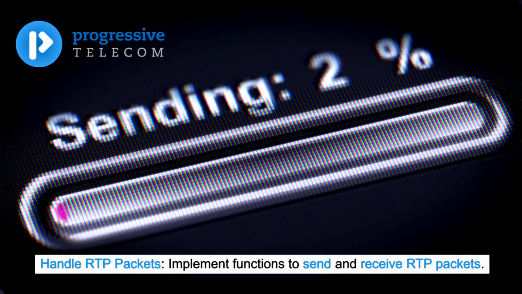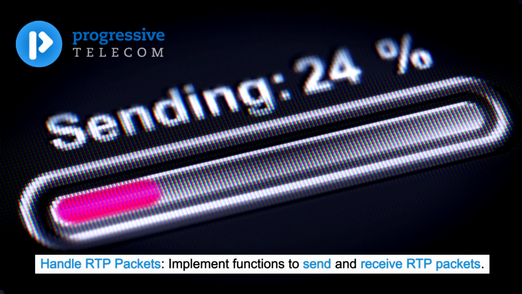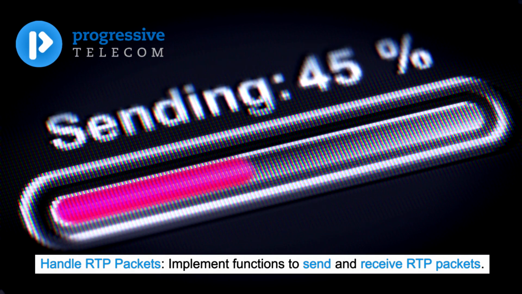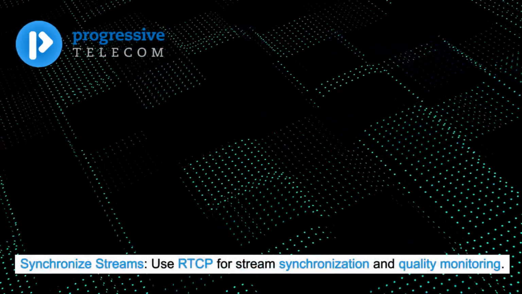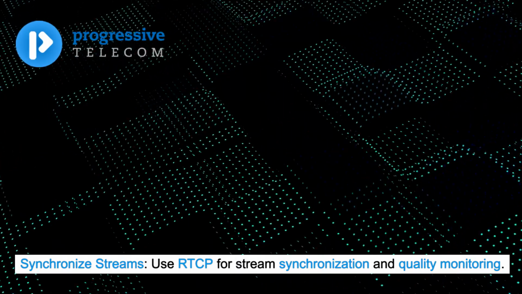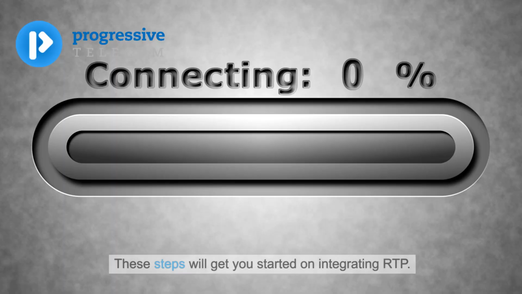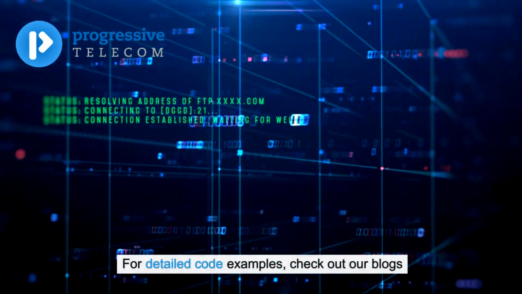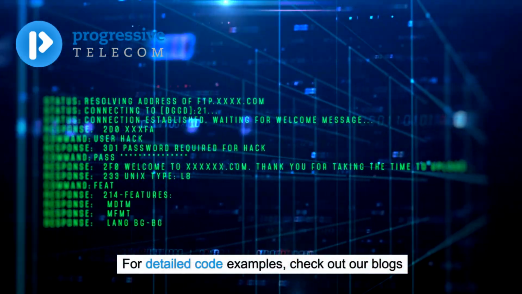Handle RTP packets. Implement functions to send and receive RTP packets. Synchronize streams. Use RTCP for stream synchronization and quality monitoring. These steps will get you started on integrating RTP. For detailed code examples, check out our blogs.